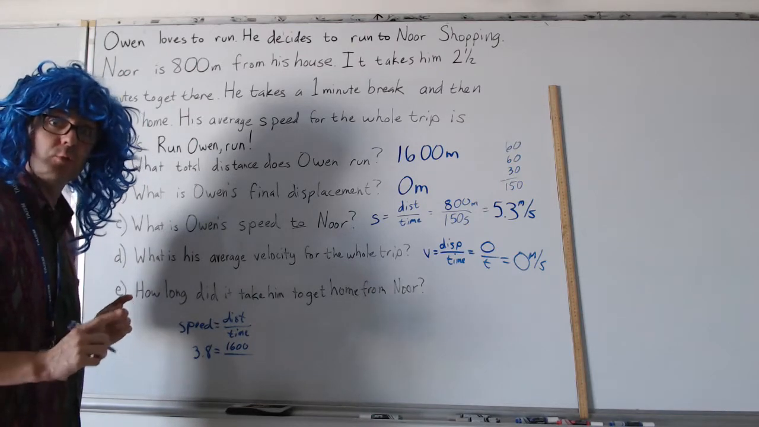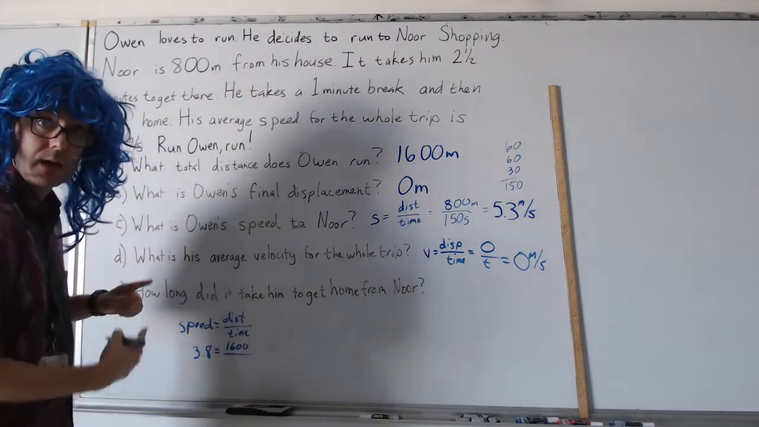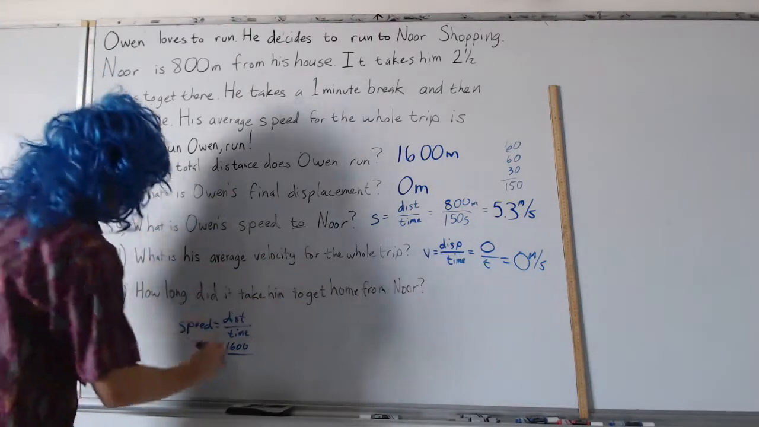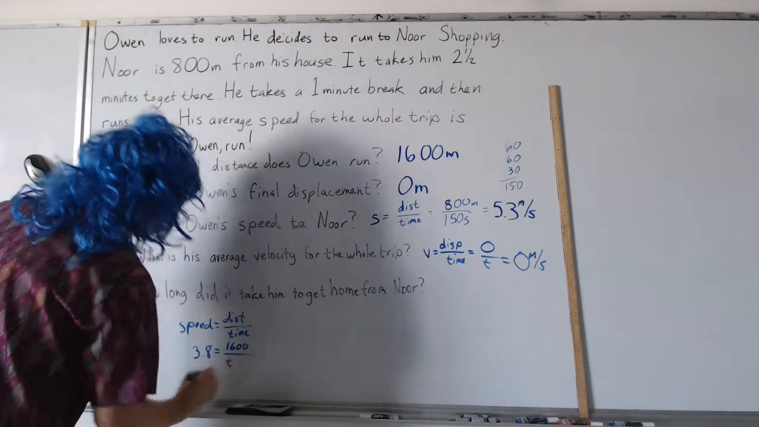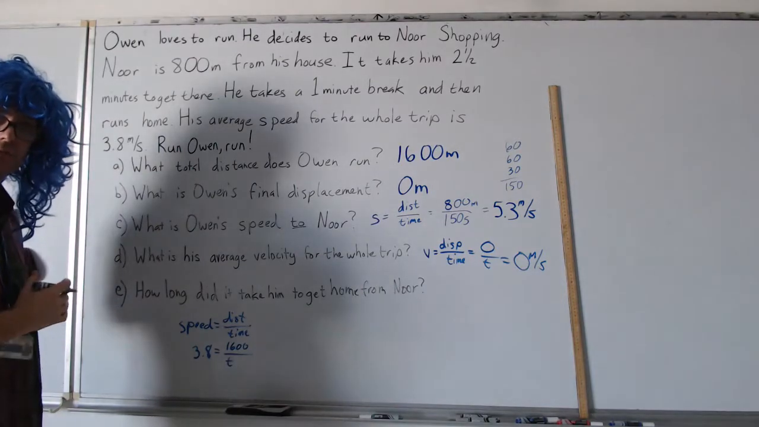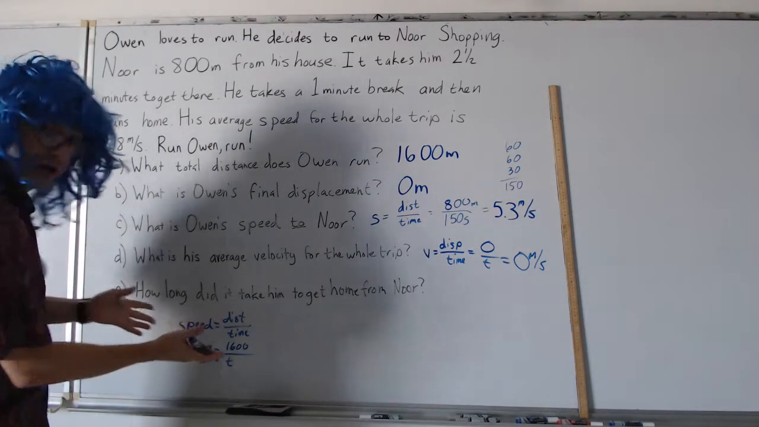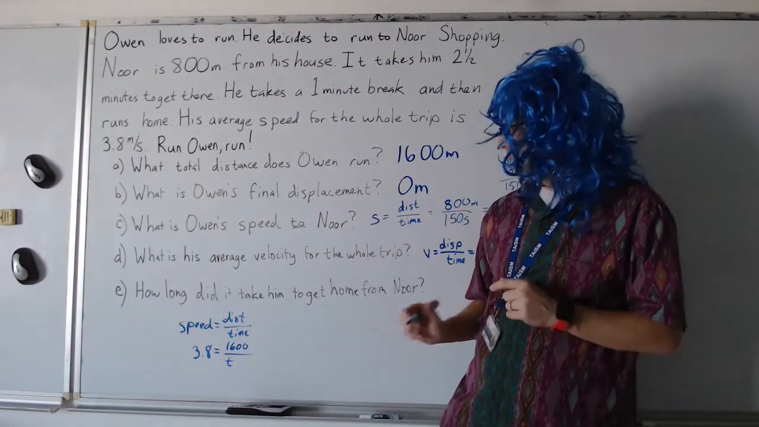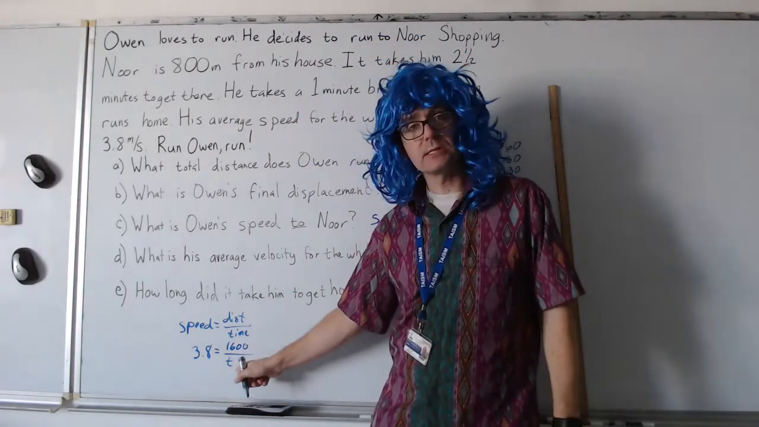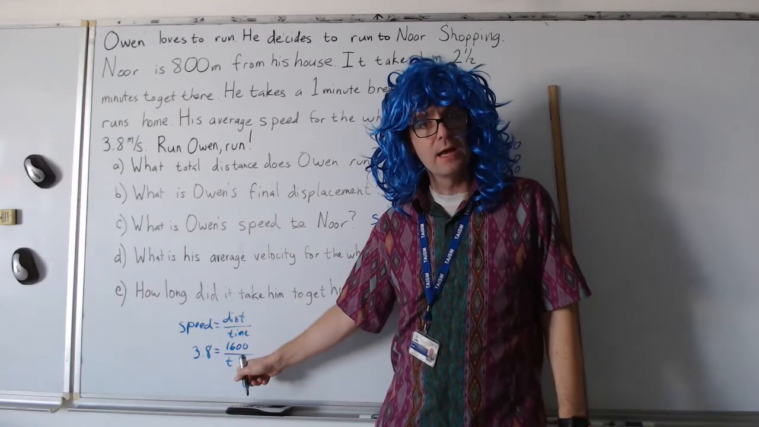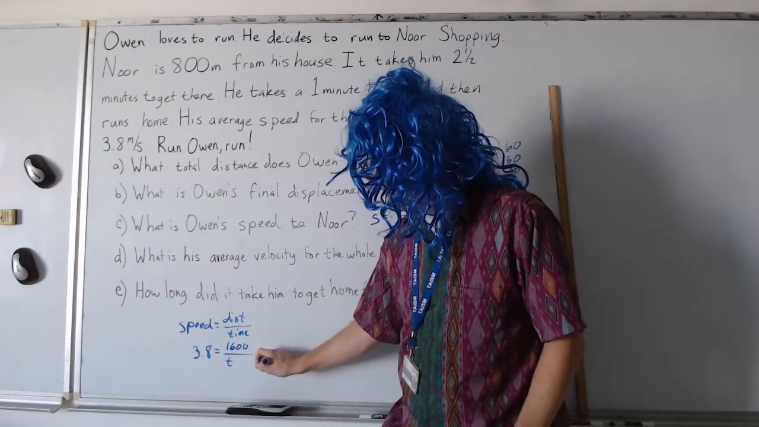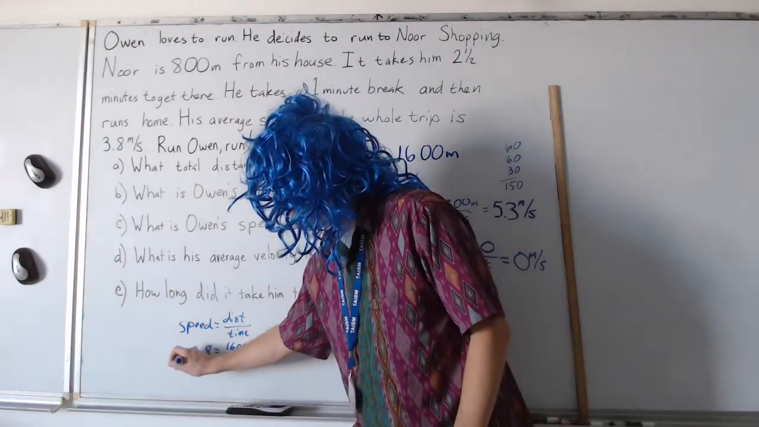I'm going to solve for what was the total time that it took him to go to NOR, take his minute break, and then come back. So I'm going to go time, and I'm just going to put a t on the bottom as my variable. So now I've got an equation, I can solve it. Okay, now one of the things I hope you learned in Algebra 1 is if your variable's in the bottom, the first thing you should do is get it off the bottom. So the first thing I'm going to do is multiply both sides by t.